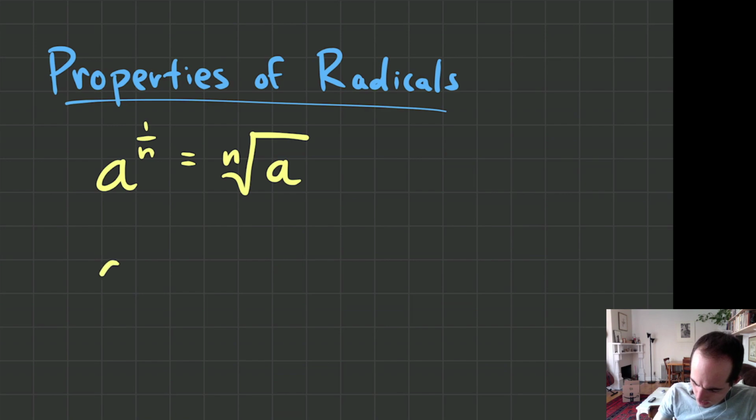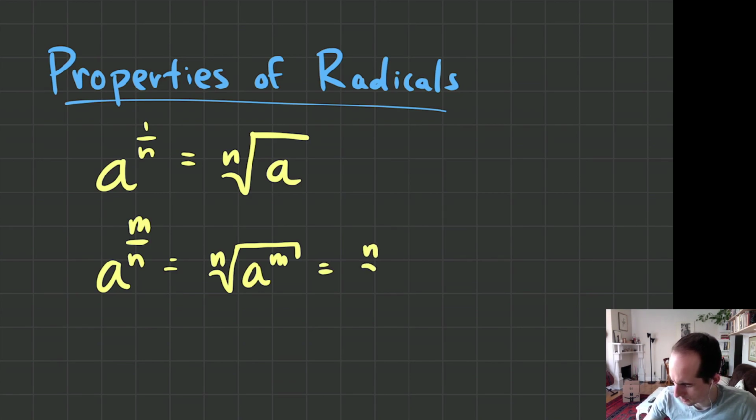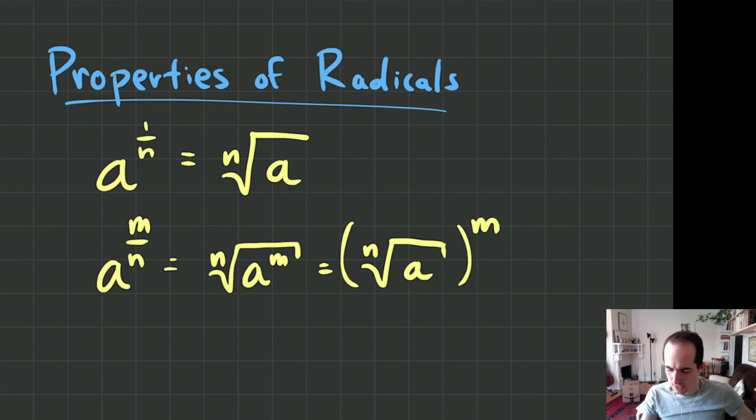Similarly, we'll have that a to the power of m over n is equal to the nth root of a to the power of m, like this, which is also equal to the nth root of a, all to the power of m. So these all mean exactly the same thing. Okay.